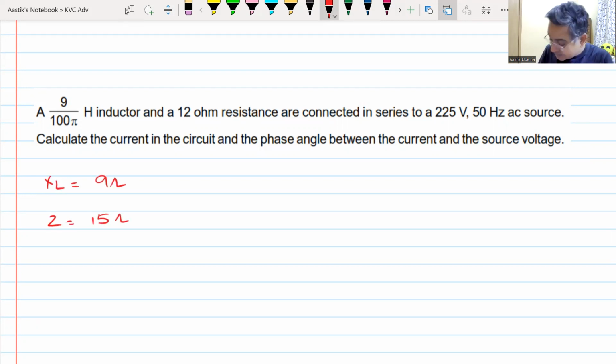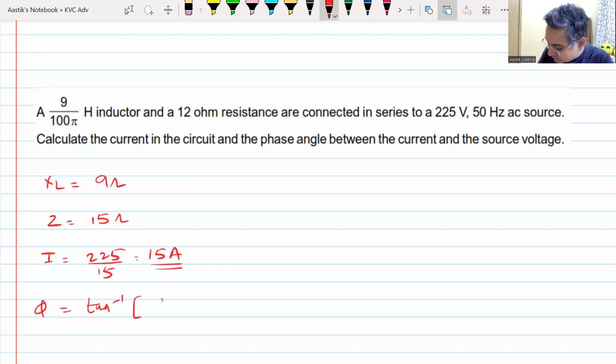Then you find out the RMS value of current, that is the VRMS value 225 divided by 15, and the RMS value of current is 15 amperes. Yes or no? Yes, sir. You can find phi as tan inverse of XL by R, 9 by 12. So you can write the answer as tan inverse of 9 by 12 or 3 by 4, that is 37 degrees. Yes or no? Everyone understands this? Yes, sir. So this is the last one since you have done it fast.